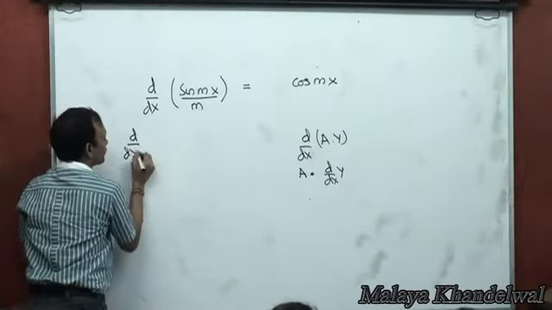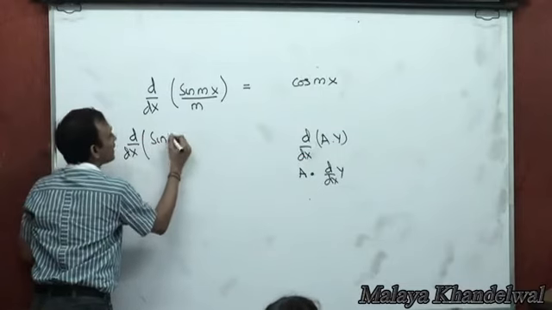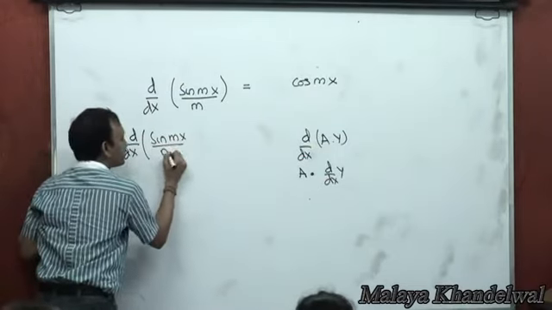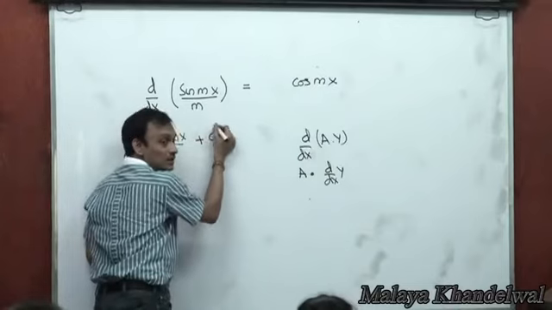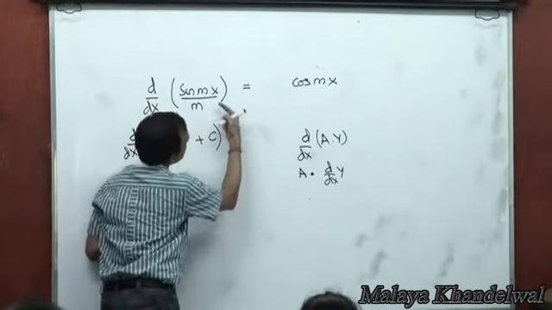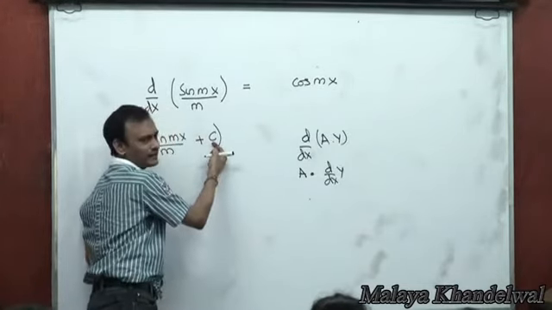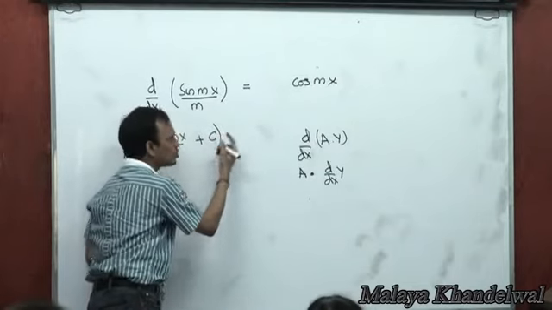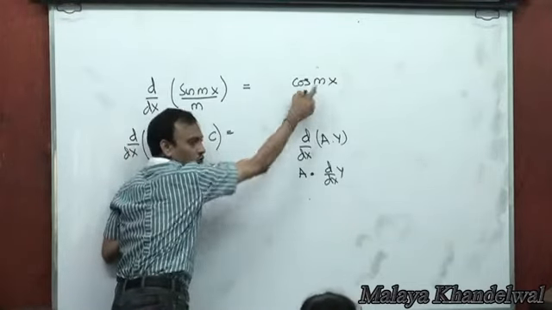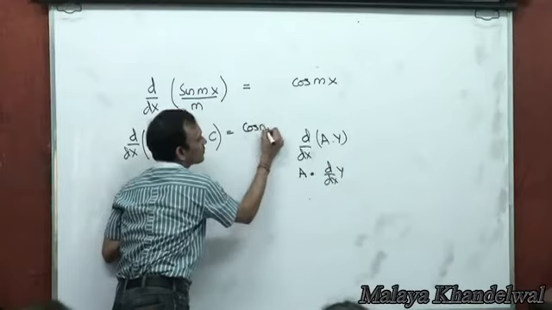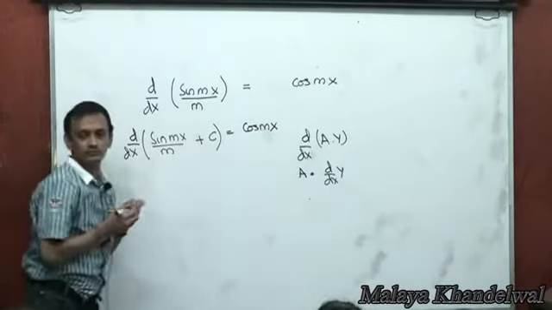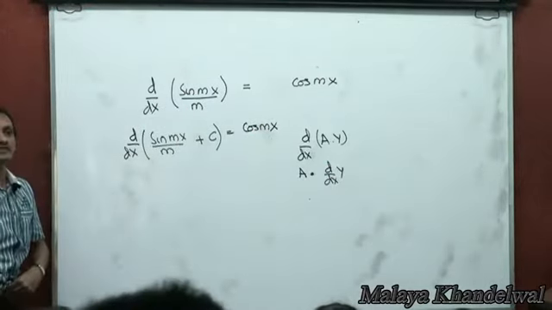d/dx of sin mx by m plus c. What would that be? Cos mx, because adding a c is like d/dx of c, which is 0. So that's still going to be cos mx. Tell me if it's fine with you so far.